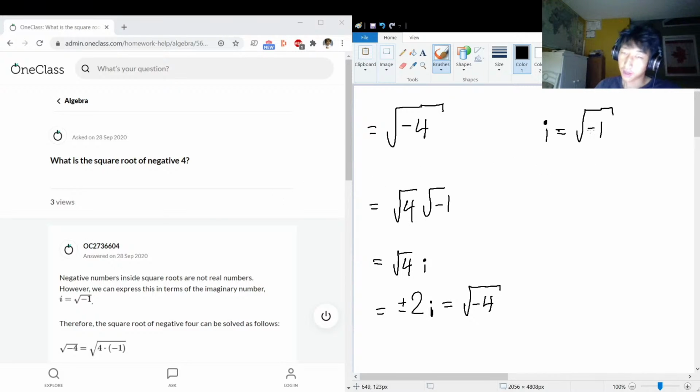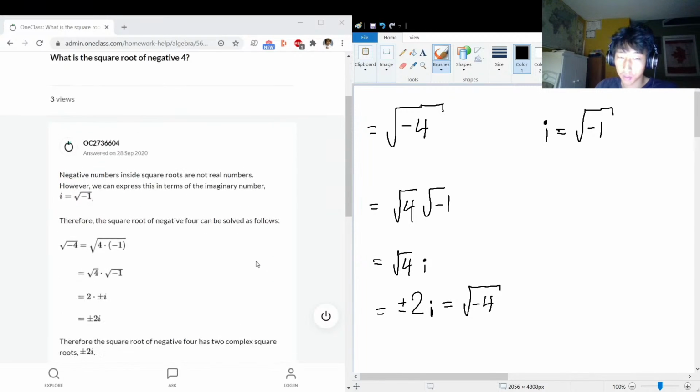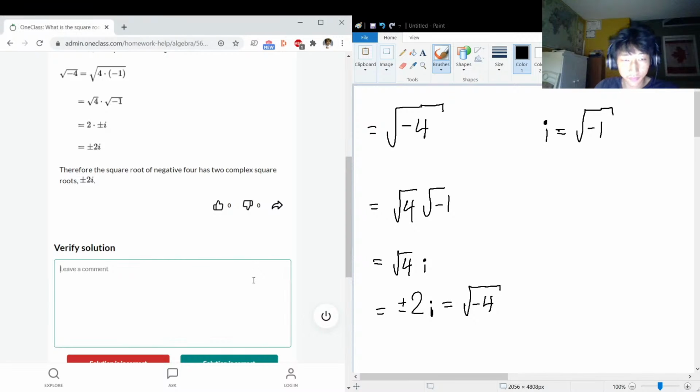Just factor out negative 1 out of the negative number, and basically you just multiply by I, and then take the square root regularly. Don't forget the plus minus. If you forget the plus minus, it's going to be a lot of minuses that you're going to feel on your marks. So keep in mind plus minus, never forget it.